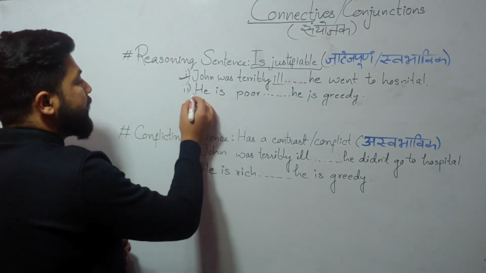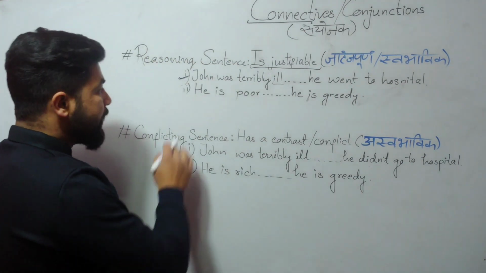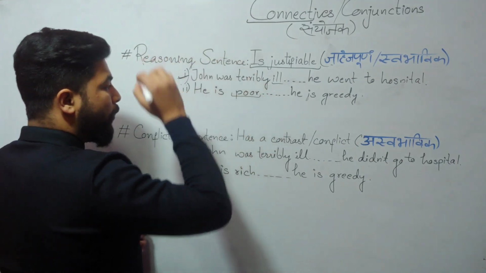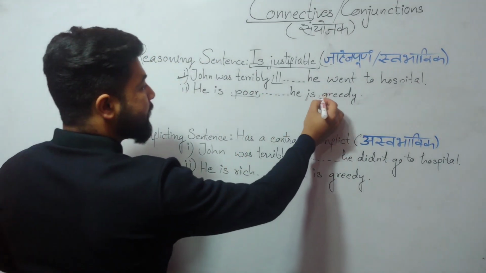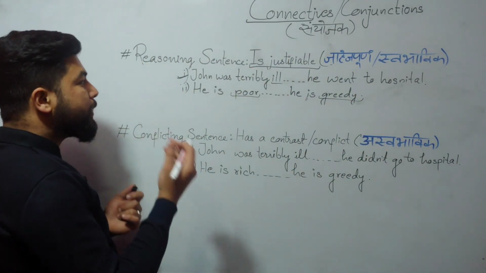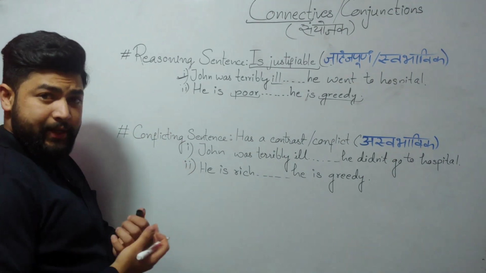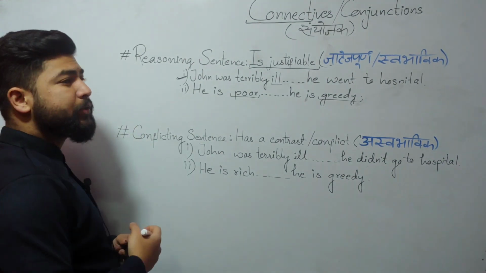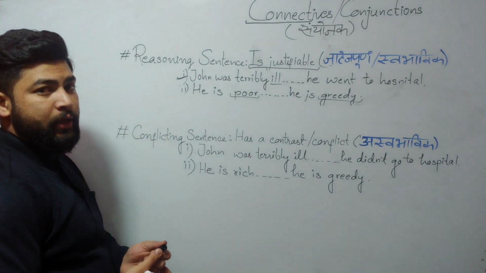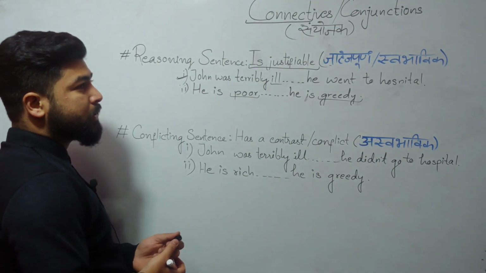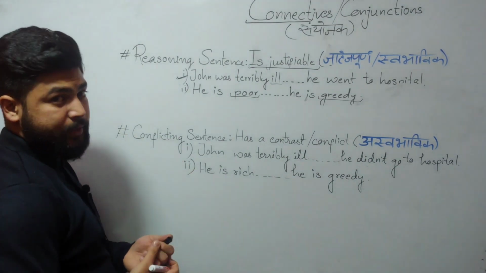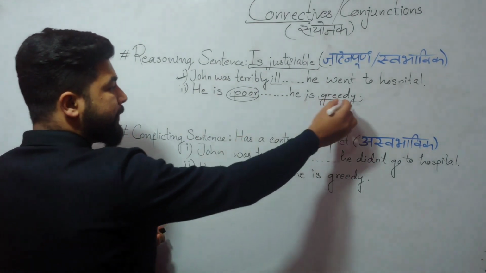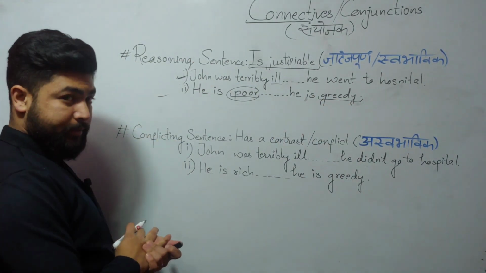And another, he is poor. Okay? He is poor, he is greedy. Now take a look. Being poor, poverty and greediness. Because whenever you are poor, you're likely to be greedy, yes? And it's justifiable to be greedy. Because being poor means you already have limited resources. And so if you go on to be generous, you'll even lose that. So yes, it is righteous, it is justifiable for a poor person to be greedy. So this is a reasoning sentence.